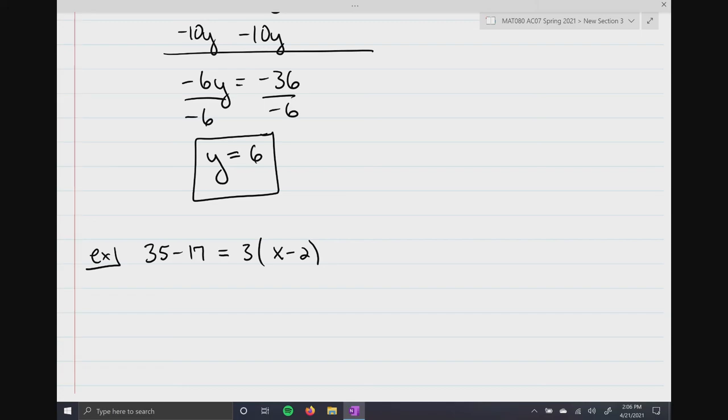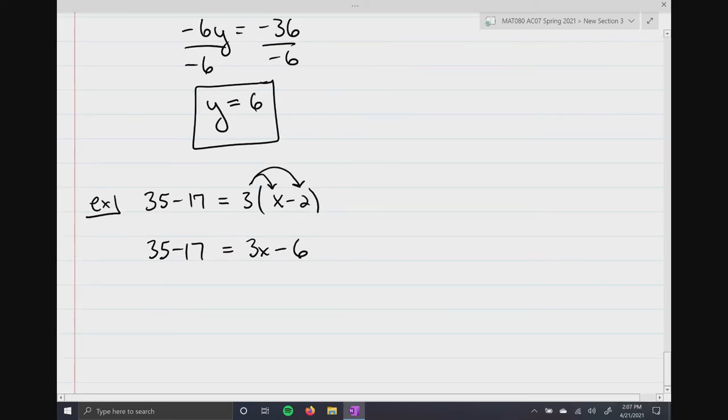So what I'm going to do here is go ahead and distribute the 3 by multiplying it to every single term, and that will remove my parentheses. So 3 times x is 3x, and 3 times negative 2 is negative 6. So now step 2 is done. I have no more parentheses. Step 3, I look on the left, and I try to combine like terms. So 35 minus 17. What is 35 minus 17? 18. Good. On the right-hand side, there's nothing I can combine.